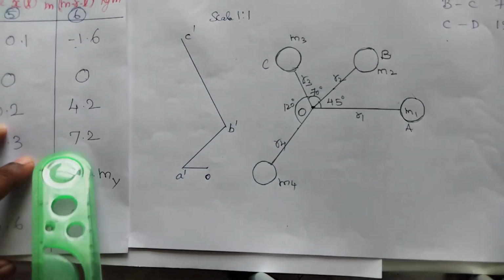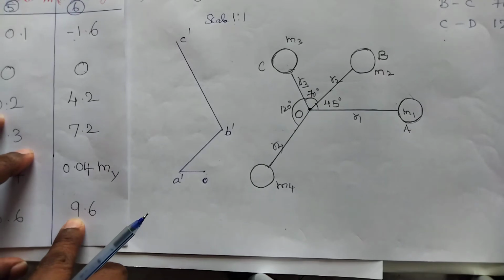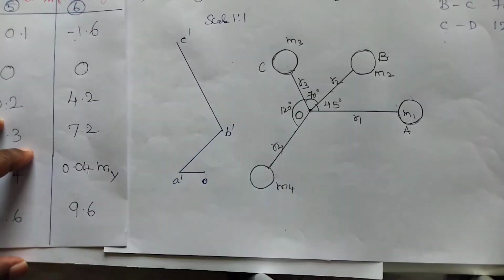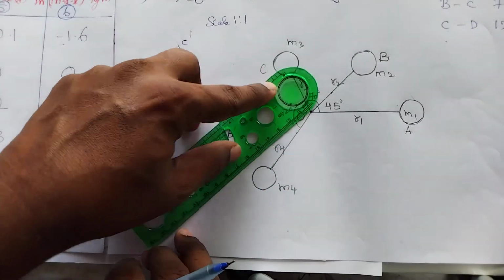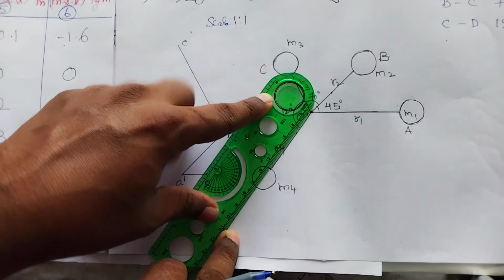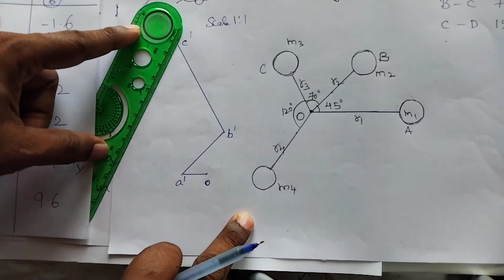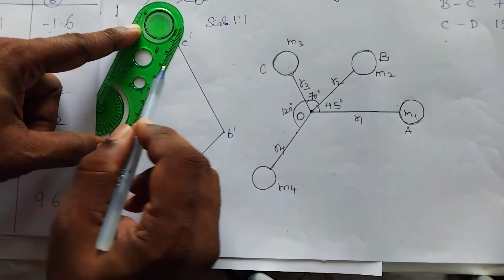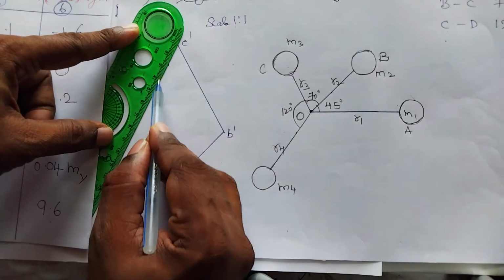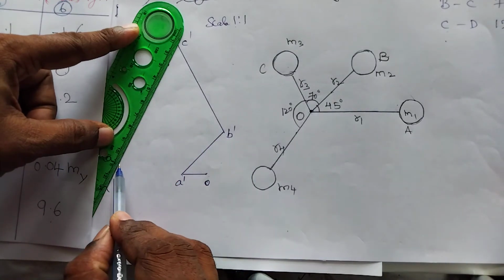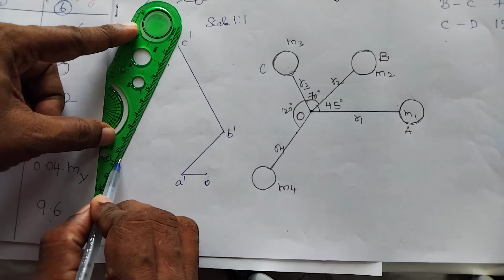Now this is C dash. Next value is this one. This is unknown, so you keep it as such. The last one is 9.6, in this direction. So this is 9.6. Place your ruler here and, without changing the position, move to C dash. From here you have to draw 9.6. So 1, 2, 3, 4, 5, 6, 7, 8, 9, 9.6. So I'll be getting it here as 9.6.